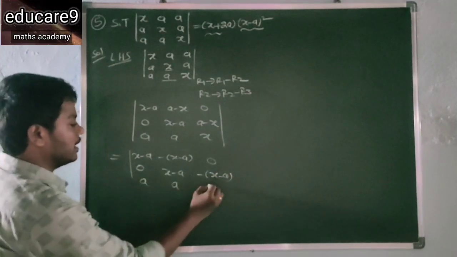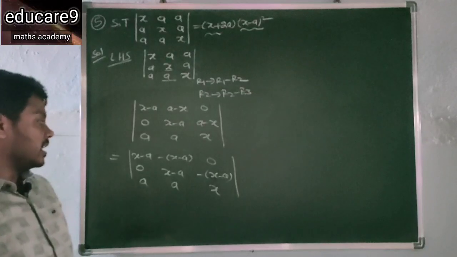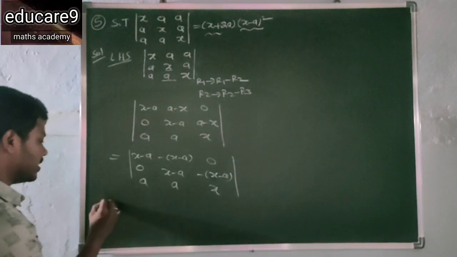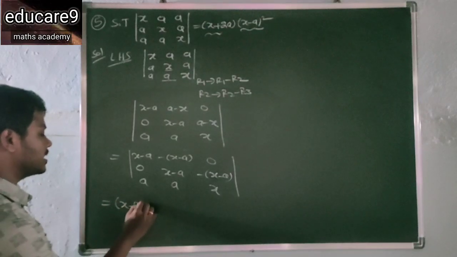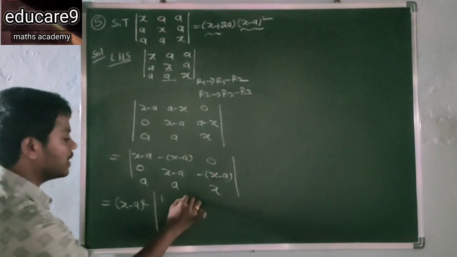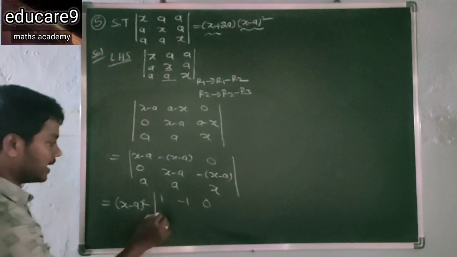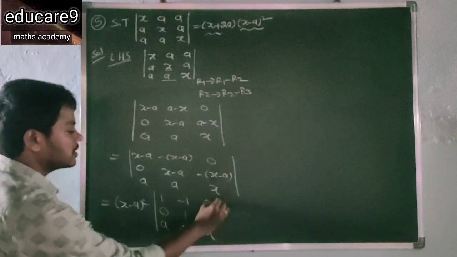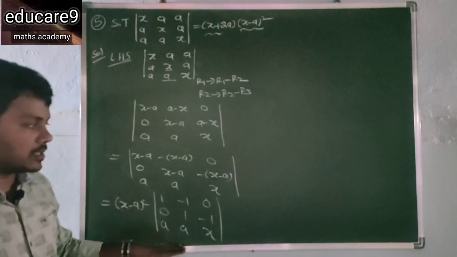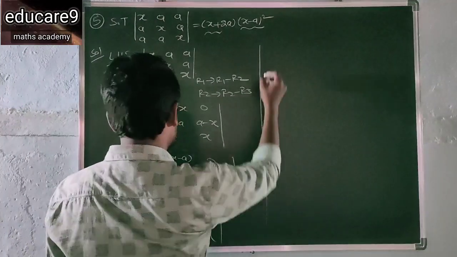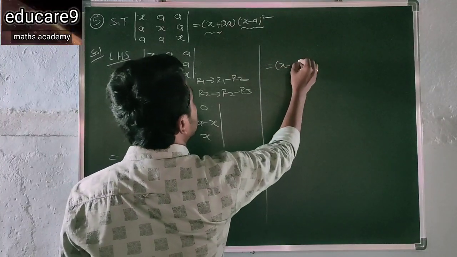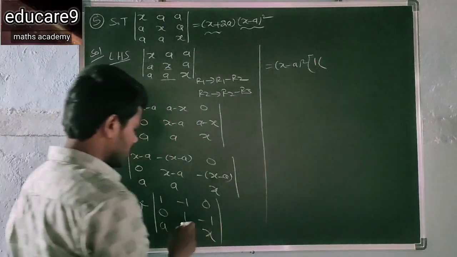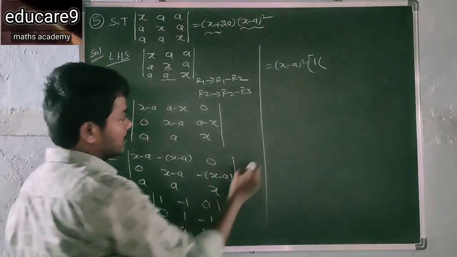So a x. So clearly from first and second row x minus a is common. So then we will get x minus a whole square, 1 minus 1 0. Next 0 1 minus 1 x. Now find the determinant of this. So that is x minus a whole square. So 1 into x into 1, x plus c.